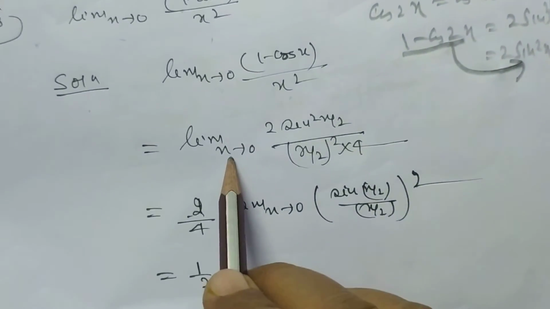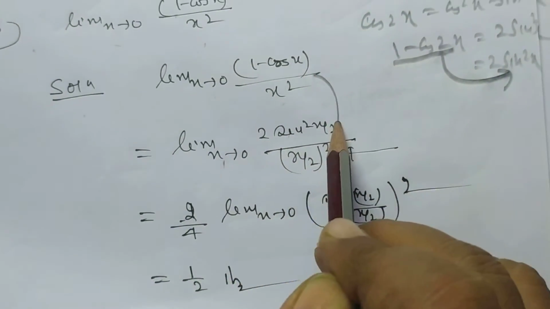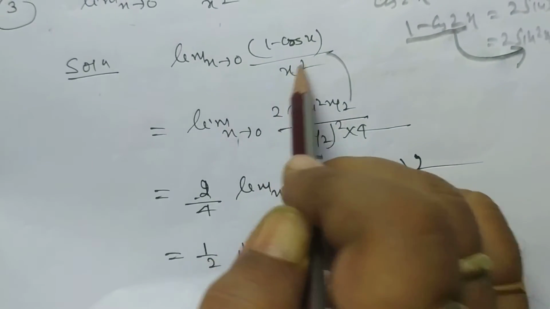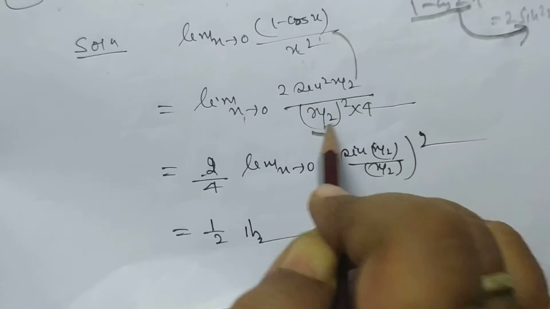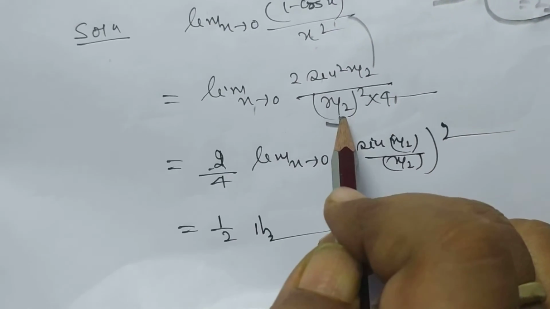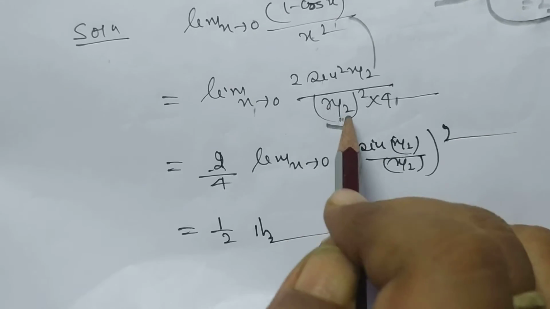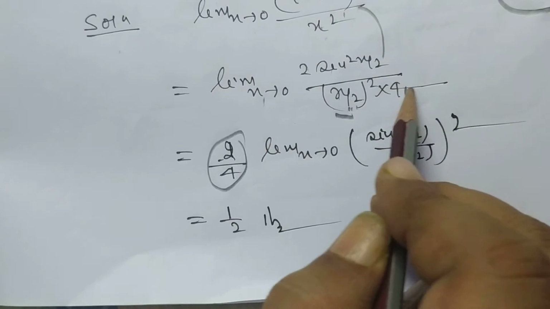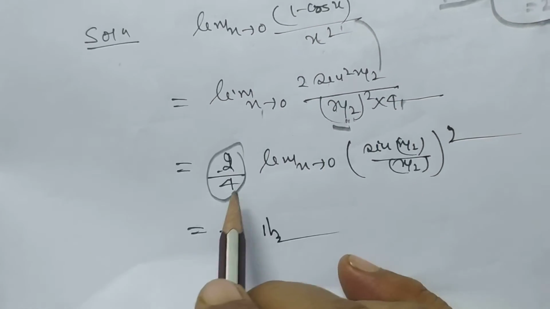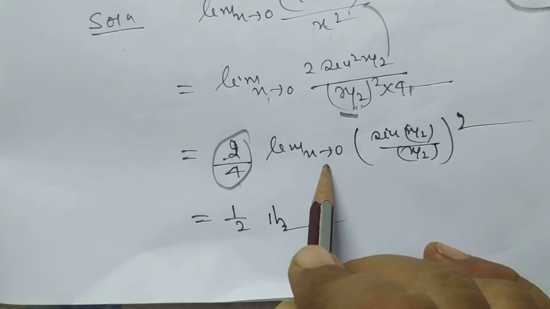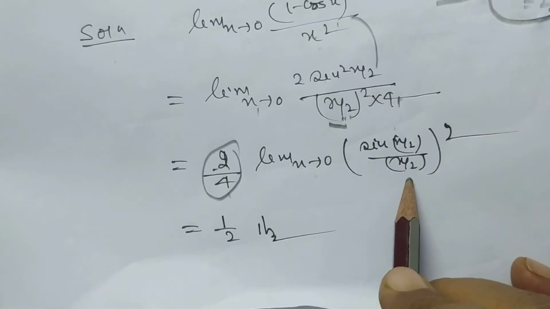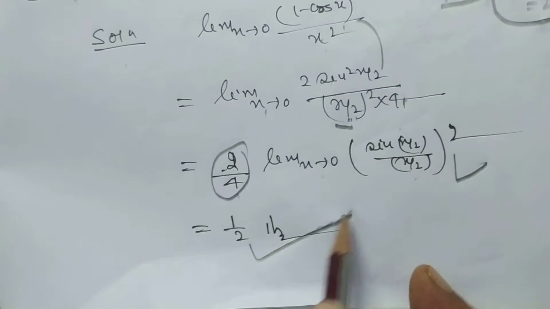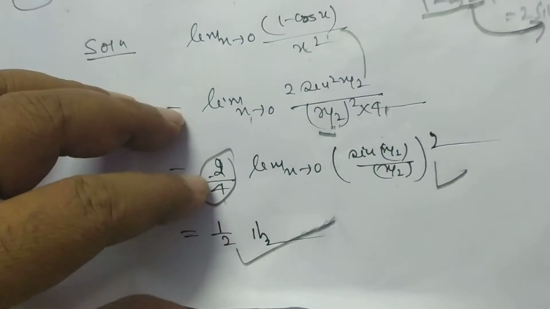Now limit x tends to 0, 2 sin square x by 2, and here the denominator is x square. So we divide and multiply it by 2 square, that is x by 2 whole square into 4. 2 by 4, take common 2 from numerator and denominator 4. Limit x tends to 0, sin x by 2 whole square, and its value is 1 by 2.